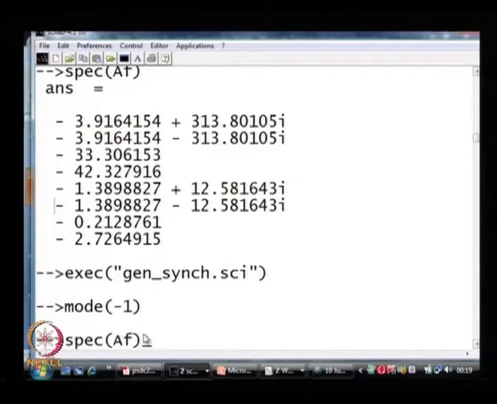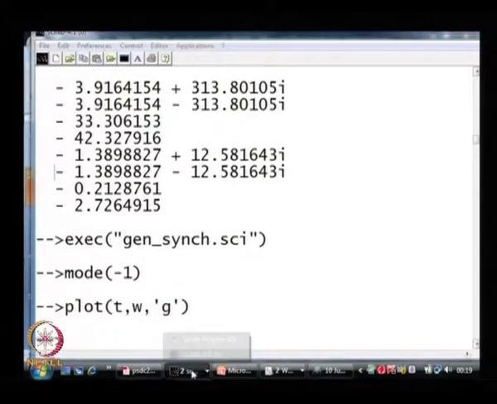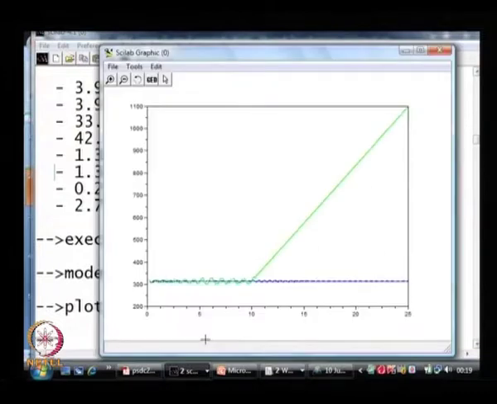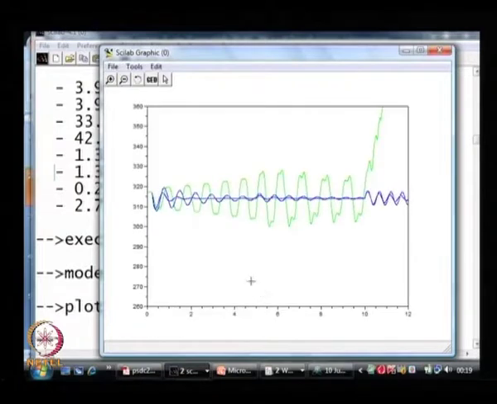And if I plot this now, you get a totally different response. In fact, what you are seeing is that the system is losing synchronism. Okay. The response is completely different.